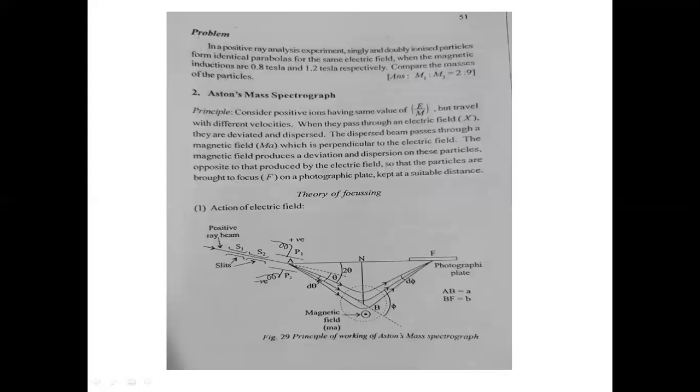So, action of electric and magnetic fields. The strength and direction of the magnetic field be so arranged that the dispersion produced by the magnetic field neutralizes the dispersion produced by the electric field, thereby bringing the beam to focus at the photographic plate F. So we can say that AB is equal to small a, and BF is equal to small b.